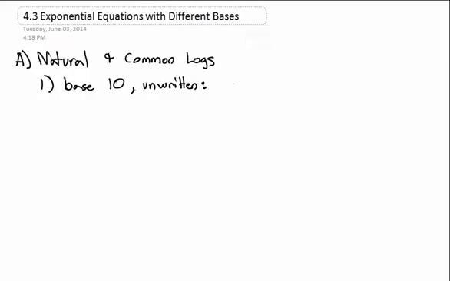In other words, if we've got, let's say, 10 to the third power equals 1,000. And we wanted to write this in a log form. We would write this as log base 10, which we would not write, of 1,000 is equal to 3. So whenever we do not see a base written, we will always assume it's a base 10. And in fact, whenever we have a base 10, we won't write it.